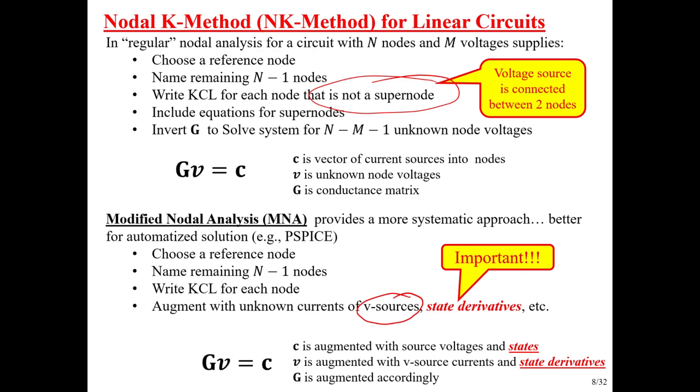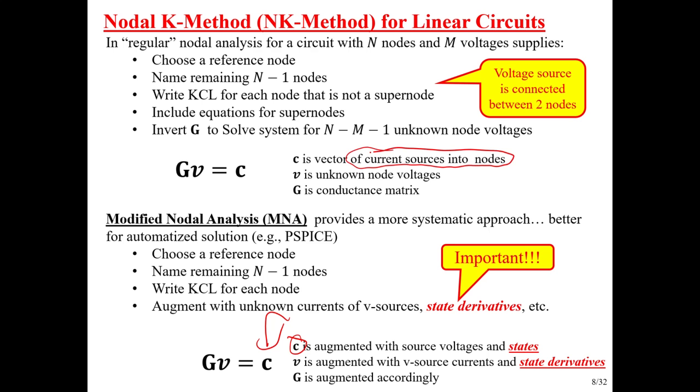But there's more. To handle the capacitors and inductors, we also augment it with state derivatives, etc., but really pretty much that's what we're going to need in this development here. We'll see some other things that we'll add in when we get to the nonlinear part of this. So C is going to be augmented. So this was just current sources into nodes.